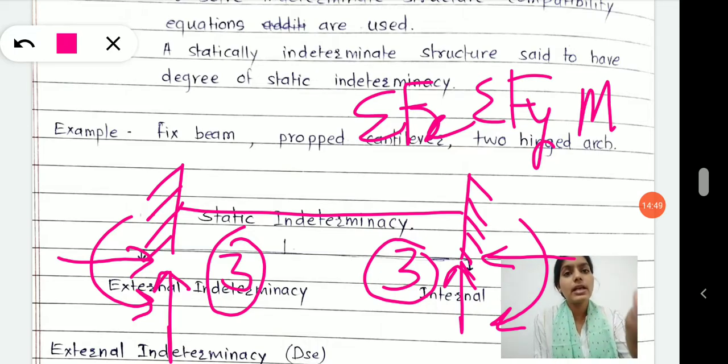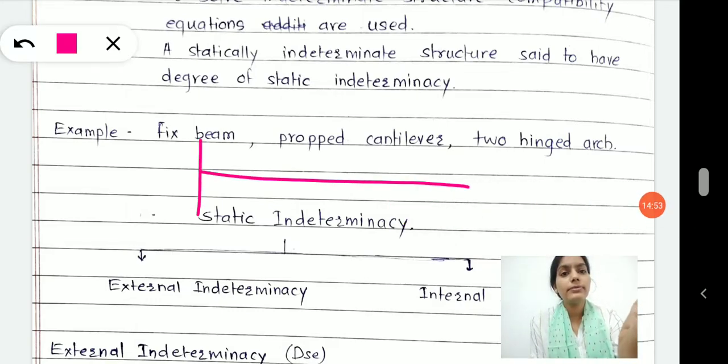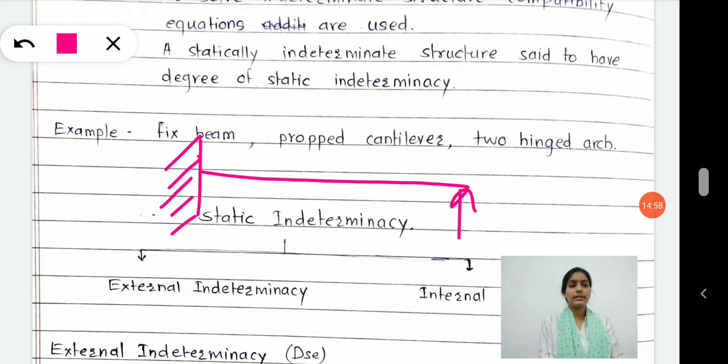Next is the propped cantilever beam. So let's take an example of a propped cantilever beam. In the propped cantilever beam, you have one end fixed and the other end supported like this. Propped cantilever means basically you have a cantilever formation: one end is fixed and the other end is free to move. But here you provide one simple support so that extra deflection will be avoided and maximum load can be carried.